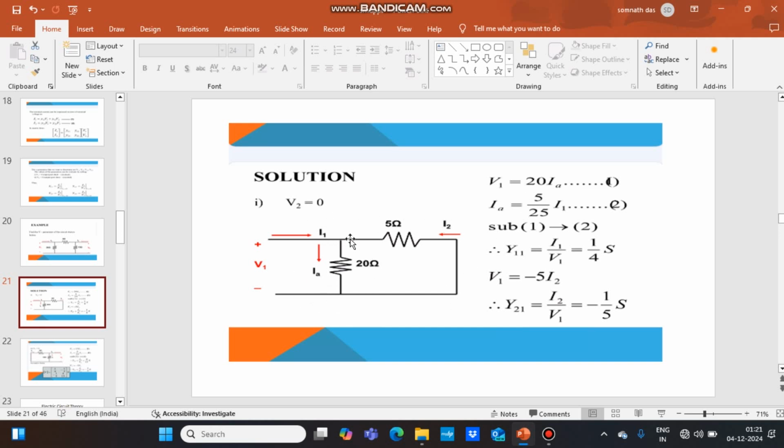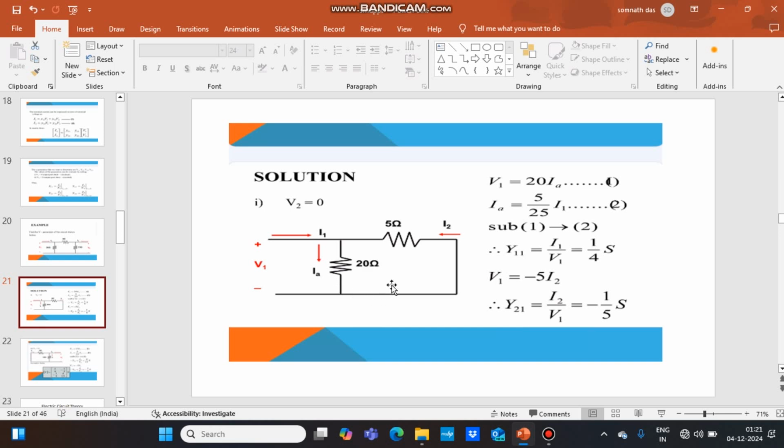From this figure, we are getting this equation, and IA equal to 5 by 25 I1. We get equation 2 by using the current division rule: IA equal to 5 by 25 I1. So put the value of IA in equation 1. We are getting Y11 equal to I1 by V1 equal to 1 by 4 Siemens.